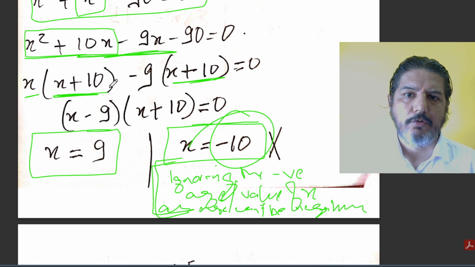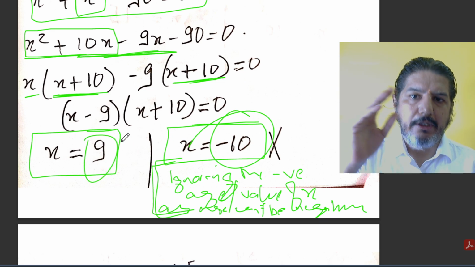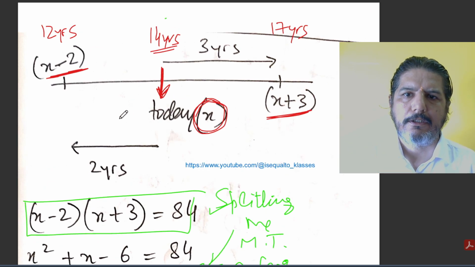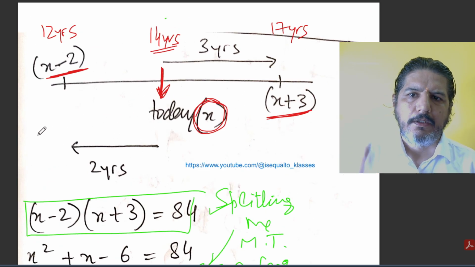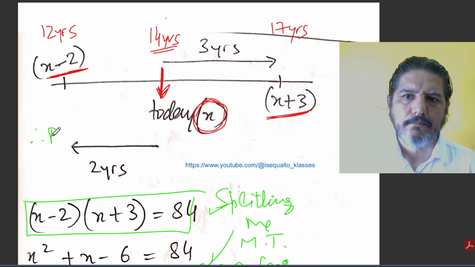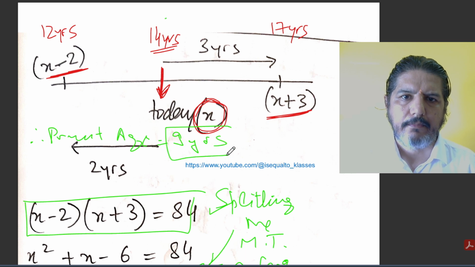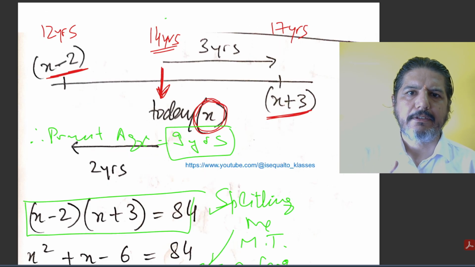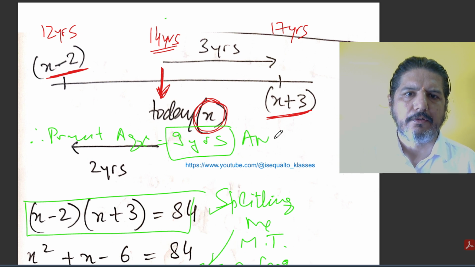So therefore x is equal to 9. After you have found the value of x, you have to write: therefore, present age is equal to 9 years. Then look carefully at the question again. Find her present age. They are asking about the present age. So this is your final answer.